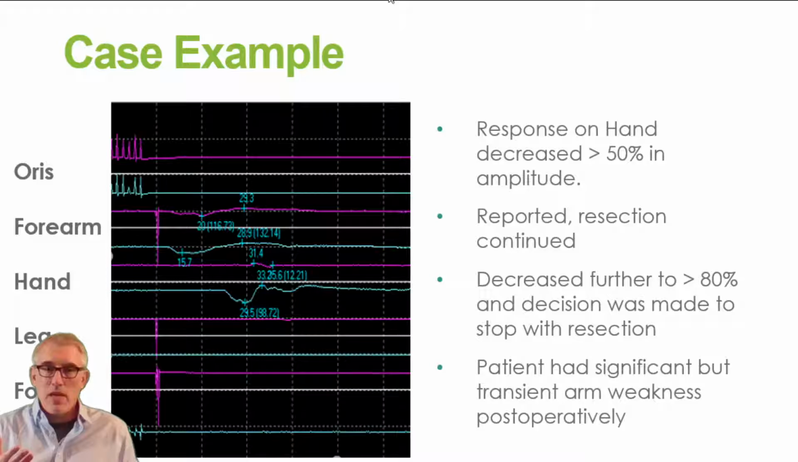But in this case, the response on the hand and then the forearm started decreasing. The hand went down to greater than 50% amplitude. The surgeon was alerted and made the decision to continue to resect. It decreased further to about 80%, and he was relatively happy with the extent of the resection. That's when he made the decision to stop the resection and hopefully preserve that function. The patient did have significant weakness postoperatively, but ultimately recovered from that weakness.